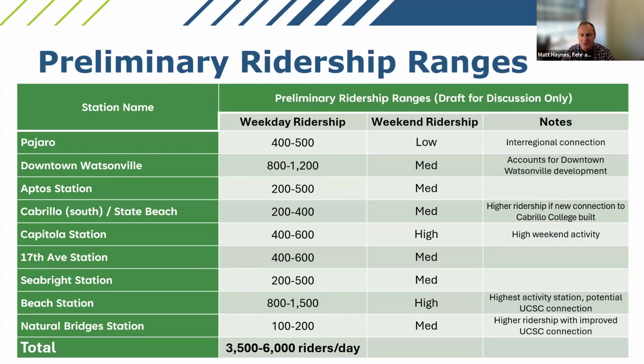Ridership levels are usually presented in terms of boardings. So this would be the number of people that get on the train at a station throughout the day. So this is just boardings. We do consider alightings in the process, or getting off the train, but for purposes of the numbers today, we're just focusing on boardings. You can see that the busiest station would be downtown Santa Cruz at Beach Street, that would have a range of up to 1,500 riders per day.